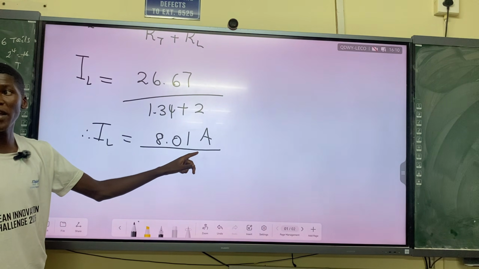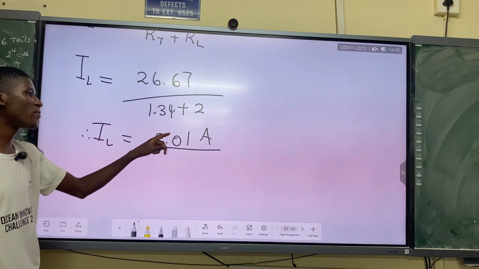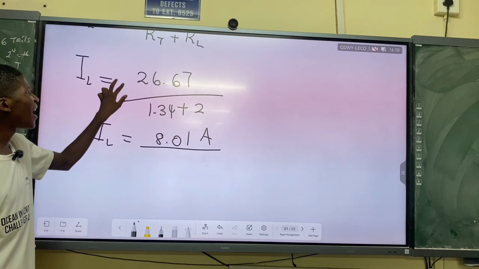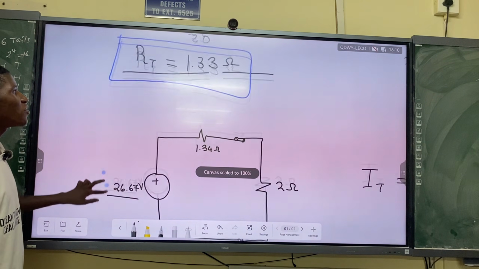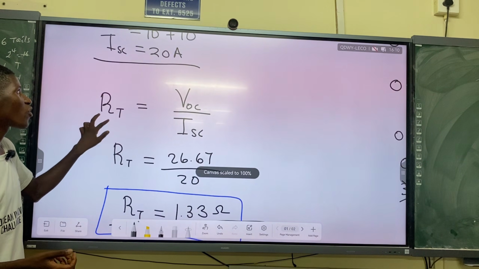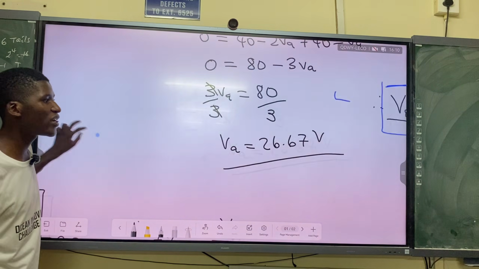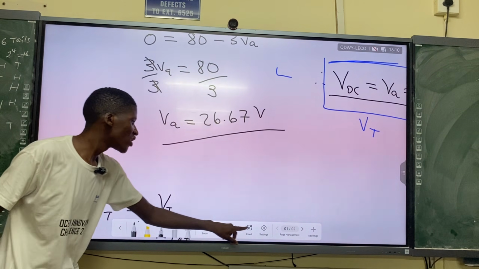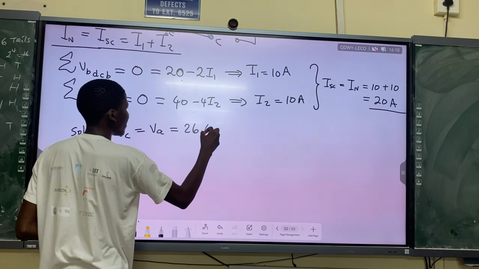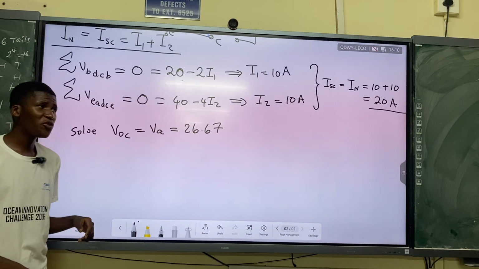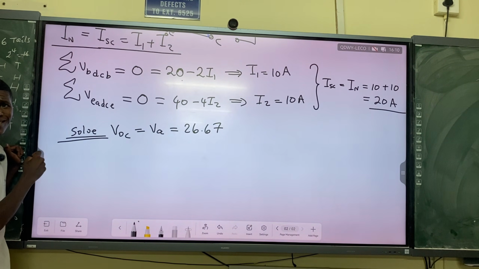8.01. So our VOC is 26.67, right? So we use the same values, remember. So we got our VOC to be 26.67. So here we are still going to use 26.67 because we are using the same values. You're still going to do the same calculation.